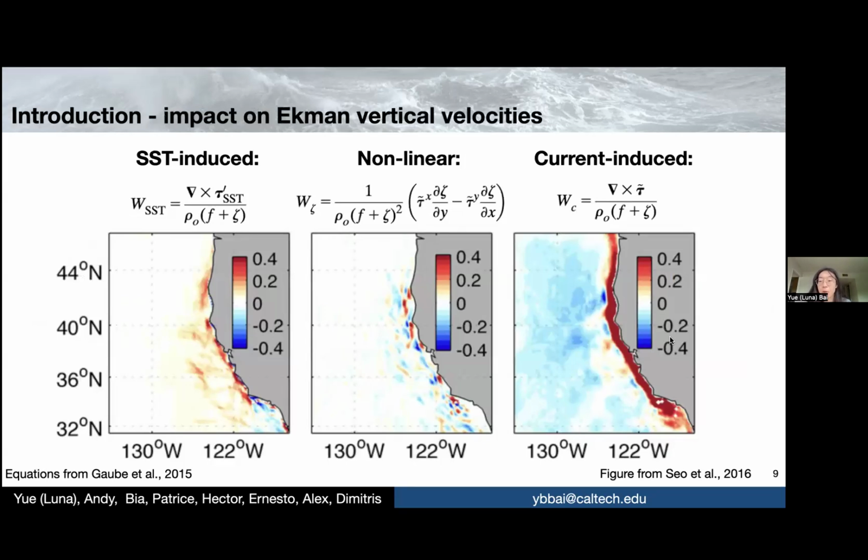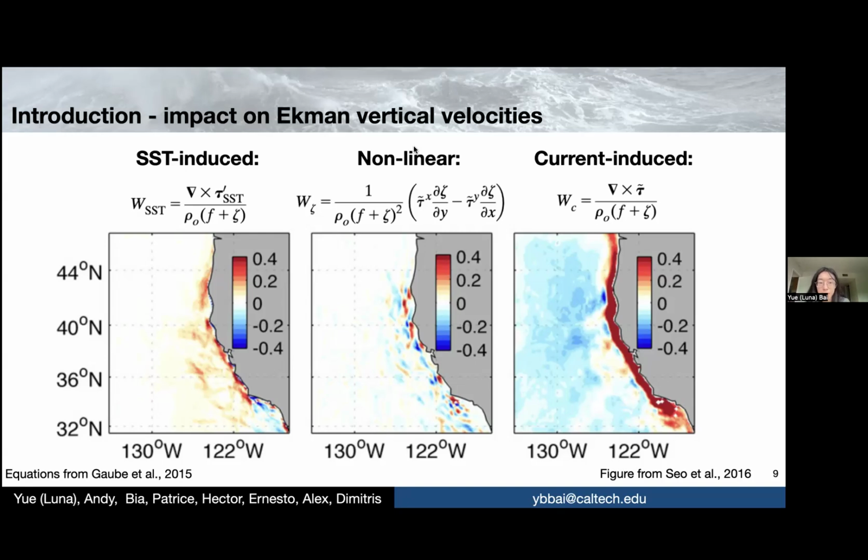Here is a numerical study by Seo et al., 2016, along the coast of California. They split the linear Ekman vertical velocity into an SST-induced part and a current-induced part that I'm going to talk about in detail later. And in the middle is the nonlinear Ekman vertical velocity. I think the main takeaway from this study is that these current or thermal feedback induced Ekman vertical velocities can be as important as vertical velocities caused by internal ocean dynamics, such as baroclinic instabilities.